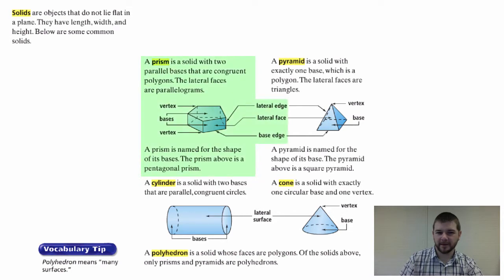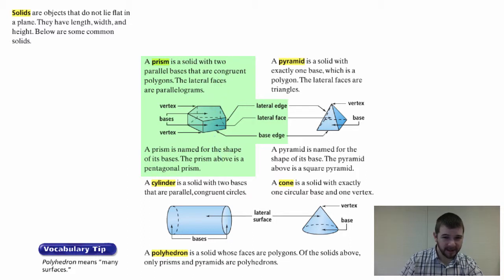A prism is a solid with 2 parallel bases that are congruent polygons. The lateral faces are parallelograms. Note the figure below. We have a vertex labeled. Note the vertices are all of the corners. We might call them corners of this prism. The bases would be, in this case, the pentagons that are on top and the bottom of the prism.